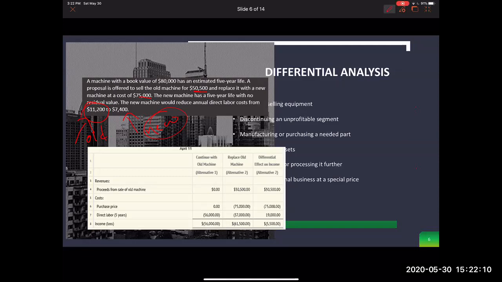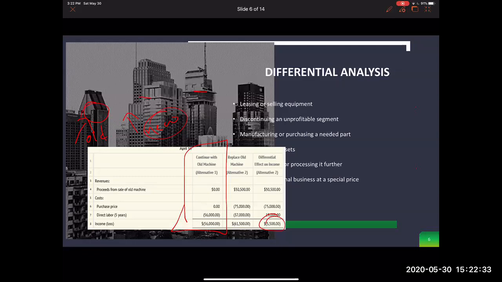and then do the differential. So in looking at these two alternatives, it would make more sense for us to continue with the old machine versus buying a new one. We are saving $5,500 by deciding to continue with our old machine. Okay. All right. So hopefully that made sense to you guys.